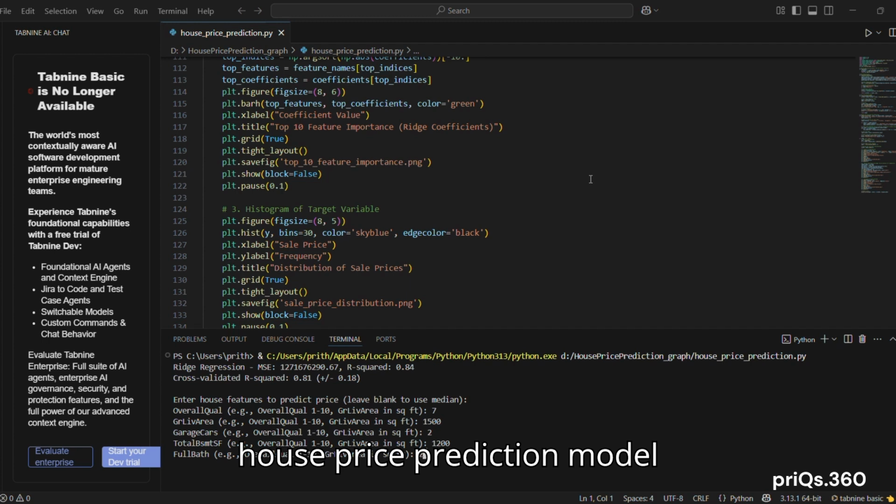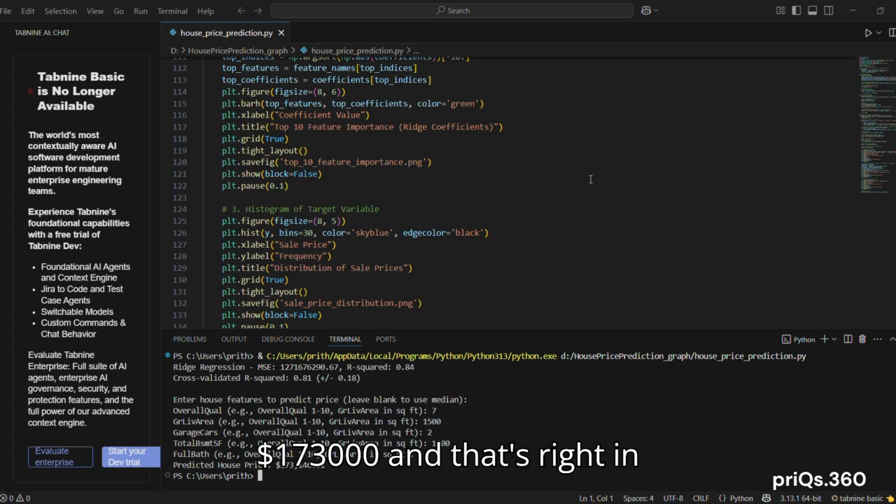So my house price prediction model spit out $173,000, and that's right in line with real sales.